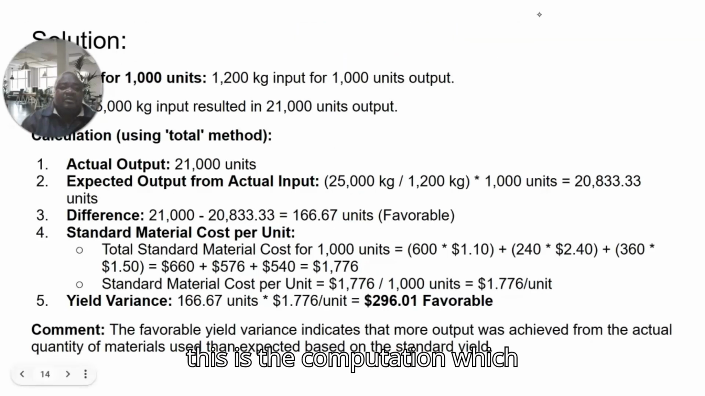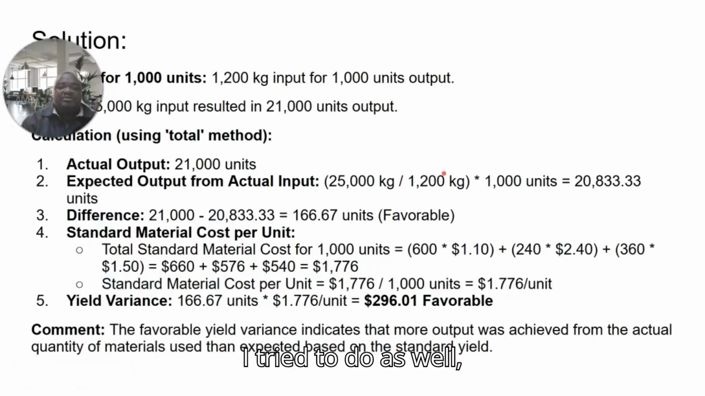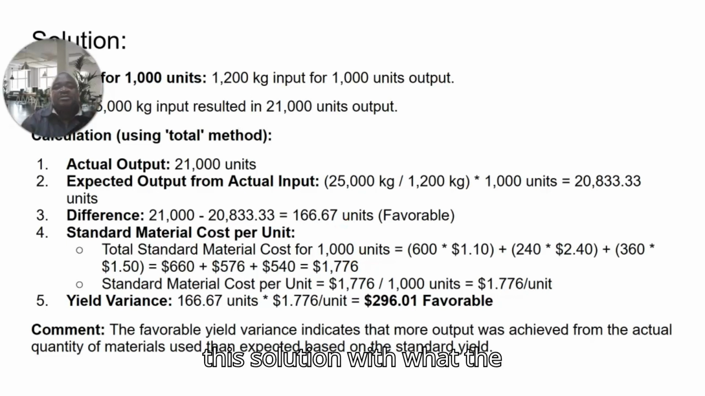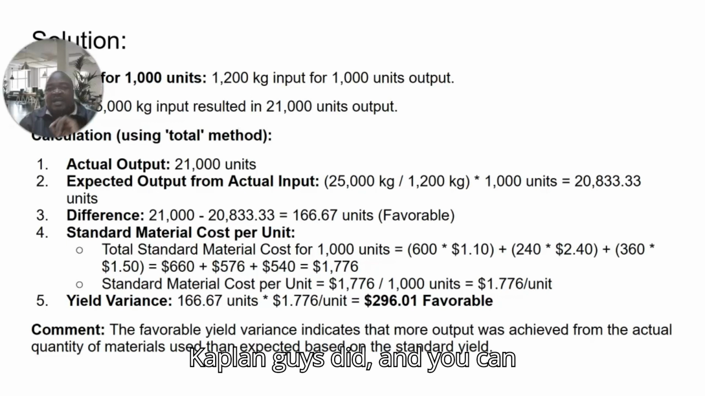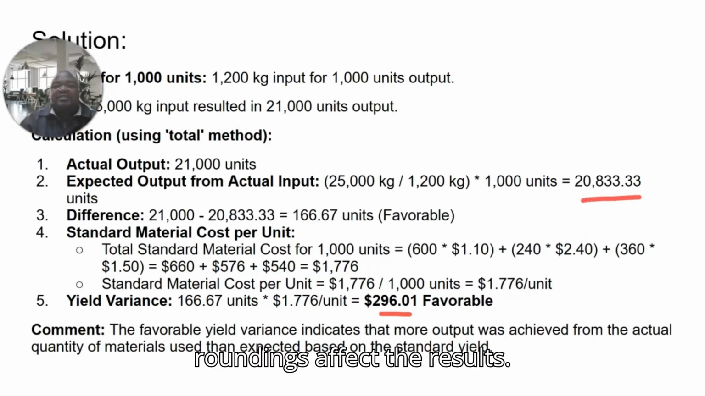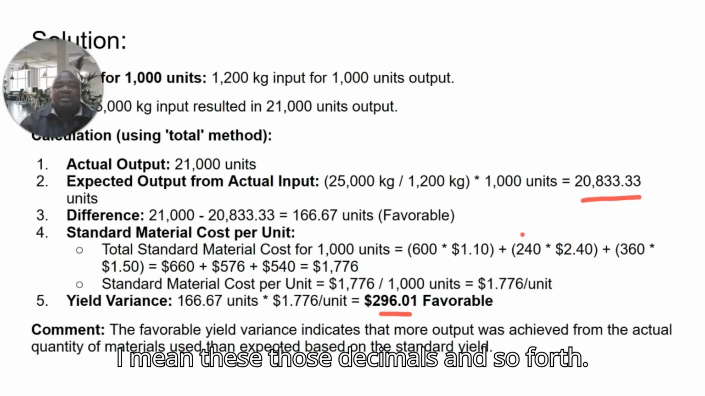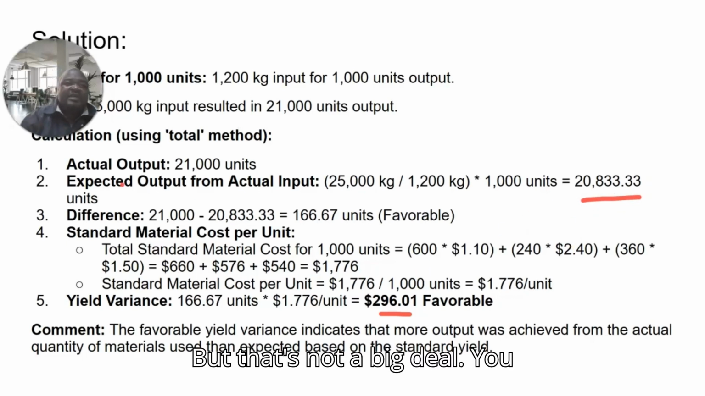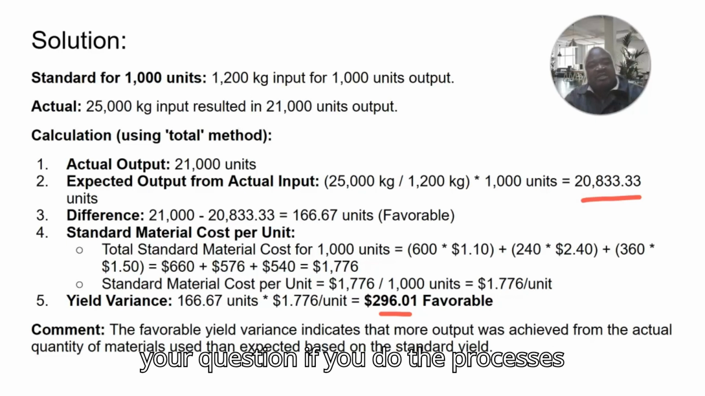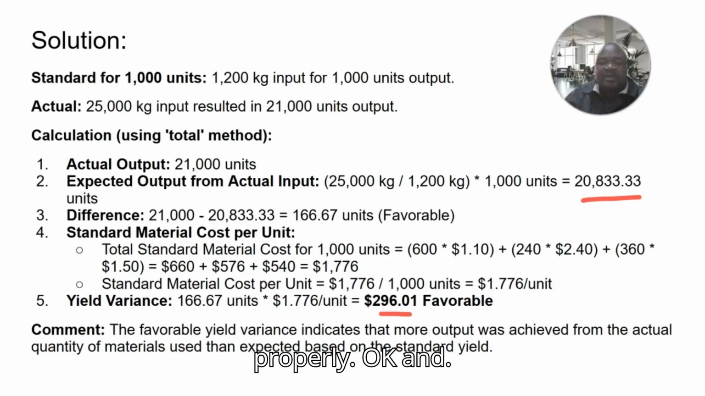This is the computation which I tried to do as well, and you can as well relate this solution with what the Kaplan guys did, and you can as well see that according to my computations, we are still at 296. This is theirs, which was 297, and all these roundings affect the results. Those decimals and so forth. But that's not a big deal. You will always pass your question if you do the processes properly.